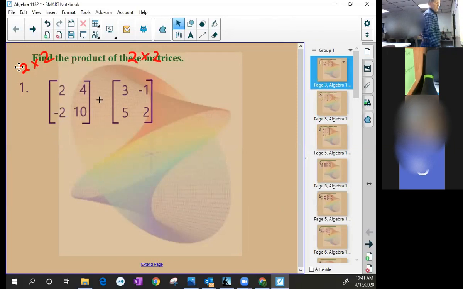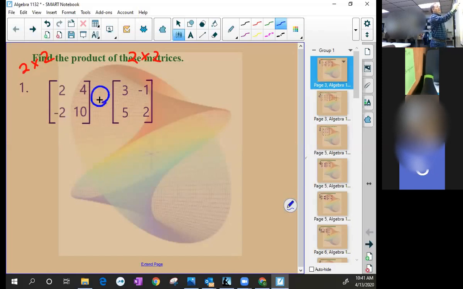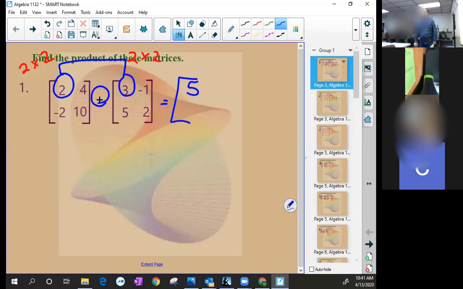So this is problem number 1. Like I said, you're going to go back to kindergarten. We're going to do some simple addition. If we're going to add 2 matrices, you take the corresponding numbers that share the common position, and I'm going to add 2 and 3, which will make 5. Woo, that was hard, wasn't it?